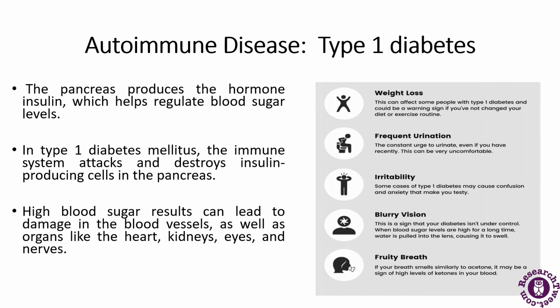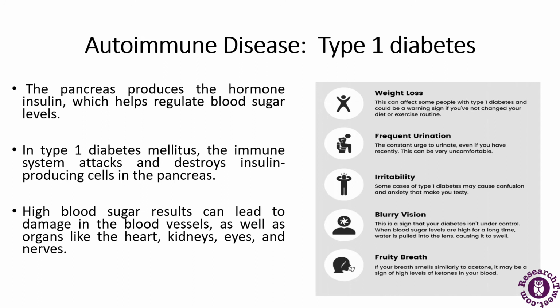When there is high blood sugar, it can lead to damage in the blood vessels as well as organs like the kidney, eyes, heart and nerves. Now what are the various symptoms of this disease? The symptoms include excessive hunger, excessive thirst, blurred vision, fatigue, frequent urination, and dramatic weight loss in a short period of time. So these are the symptoms of type 1 diabetes.